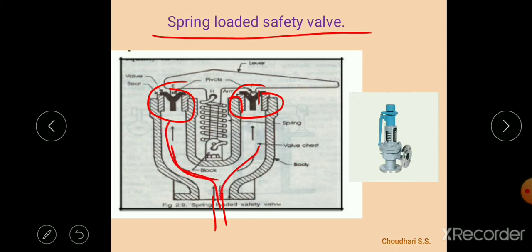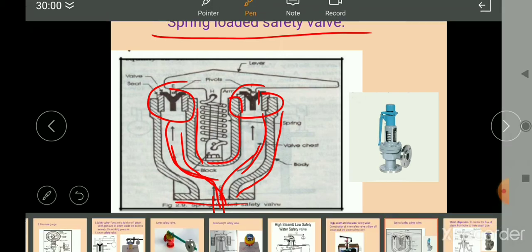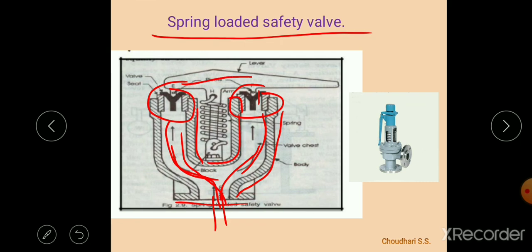This is the hollow portion, and this is the valve body. At the center, these valves are connected by this bridge and base arrangement. In this, the steam is divided into two different parts to the two valves. At the top end, the lever is provided, and instead of weights here a spring load is used. This is a compressed spring that keeps the valve in its position.